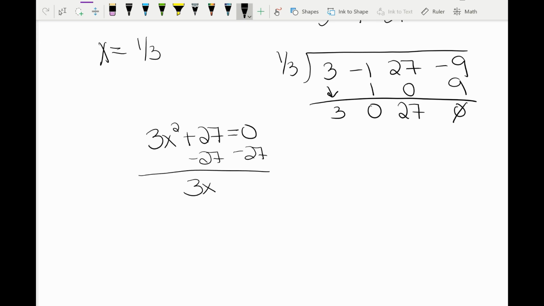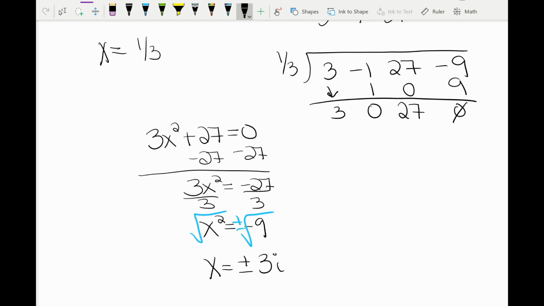And at this point, I need to solve for x. So I move the 27. I'm going to divide by 3. And then I get x squared is equal to -9. Taking the square root of both sides to get rid of the square, that's going to give me x is equal to plus or minus 3. And because there's a negative underneath there, I got 3i. So if you notice, that's two different answers right there.